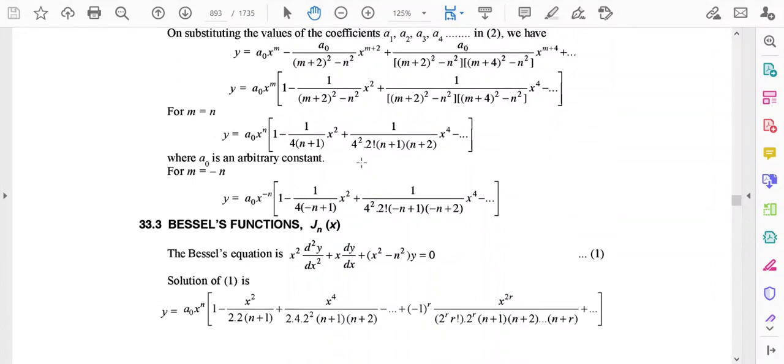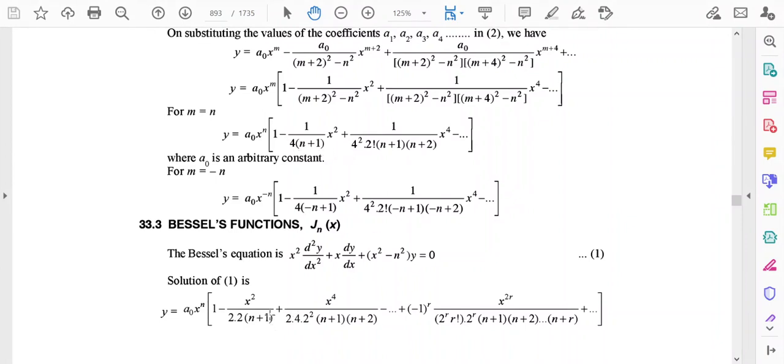Now we will define Bessel's function. So how to define? At first we are writing the Bessel's equation. This is the Bessel's equation, and the solution of the Bessel's equation for positive n is this one. We are writing the solution from this equation.